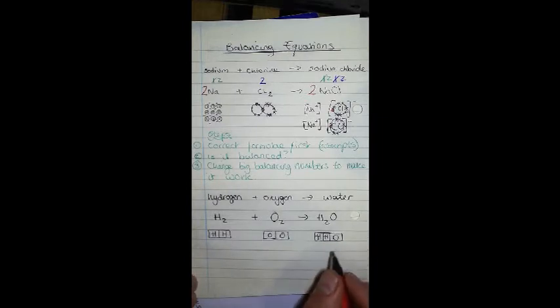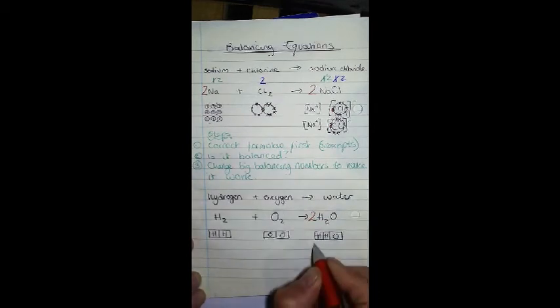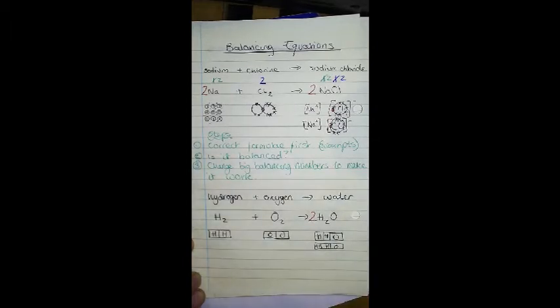So the only thing I can do here, because I need more oxygens over here, is to have another water. So if I put a 2 here, that's telling me that I have 2 of these water molecules, H2O. Alright, 2 water molecules. So now, oxygens, 2 oxygens. But the problem I've got now is that I've got 4 hydrogens here and only 2 here.